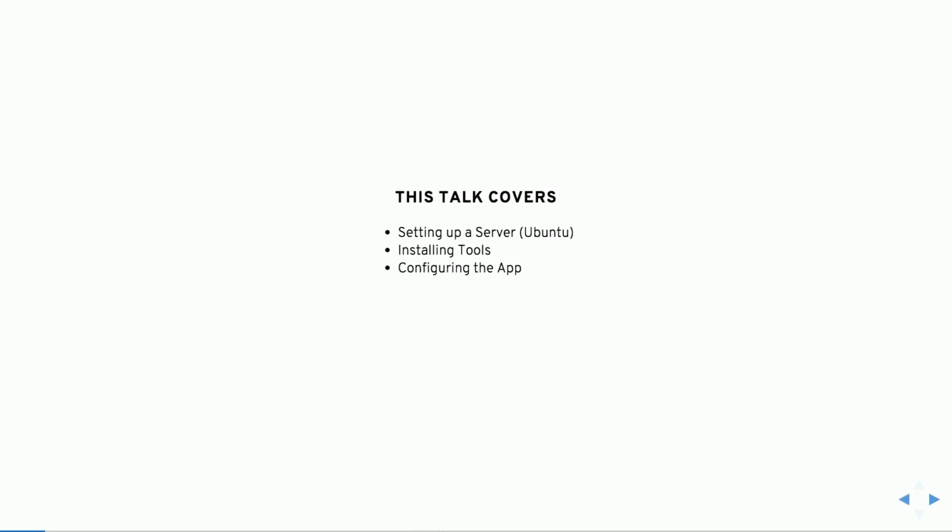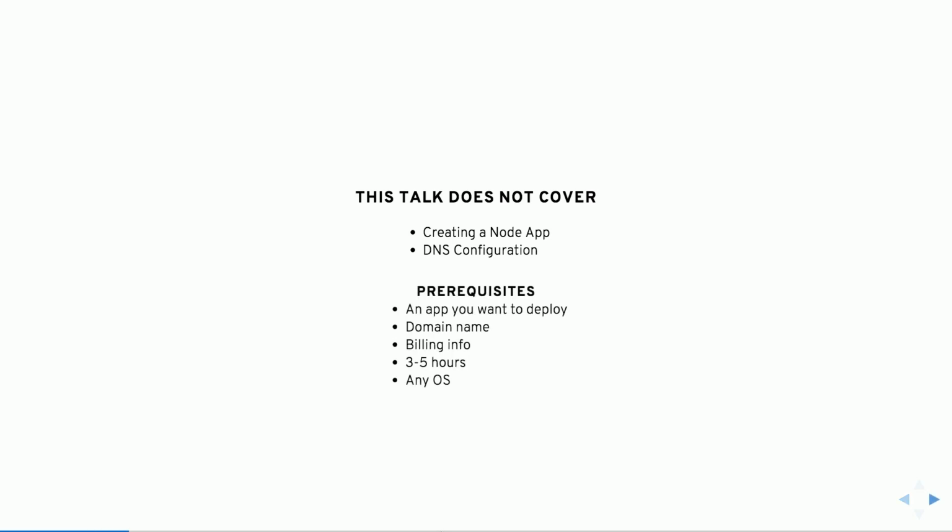I'm going to cover setting up a server on Ubuntu using DigitalOcean, installing the proper tools, and then configuring your Node application so that it runs and doesn't crash every 5 seconds. I'm not going to cover how to create a Node application or any sort of domain configuration to point your fancy domain name at your new server. So goes without saying, your prerequisites are going to be an app you want to deploy, your domain name, some billing information, 3 to 5 hours, and whatever computer. OS doesn't matter. DigitalOcean makes it pretty easy to set up no matter what.